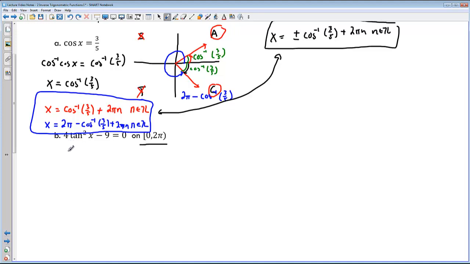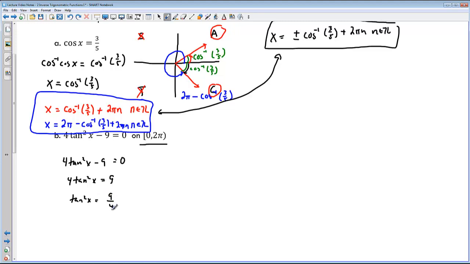So I'm going to rewrite this: 4 tan squared x minus 9 is equal to 0. What we can do is move over the 9. We'll add 9 to both sides, so we have 4 tan squared x is equal to 9. We can divide out by the 4, so tan squared x is equal to 9 over 4.